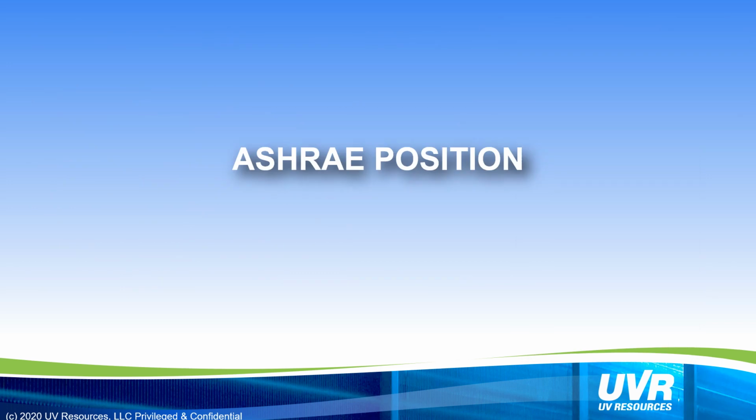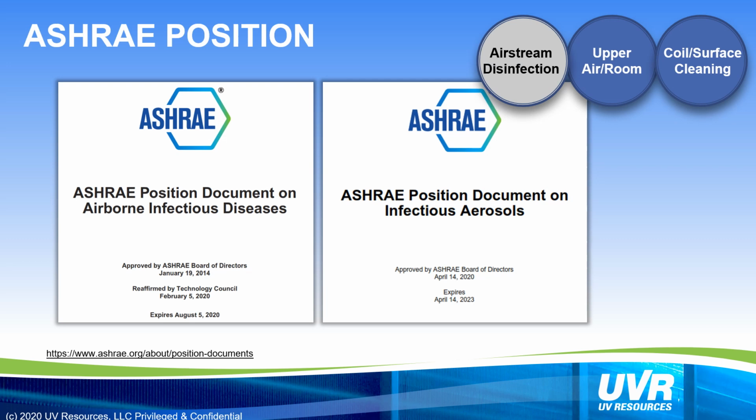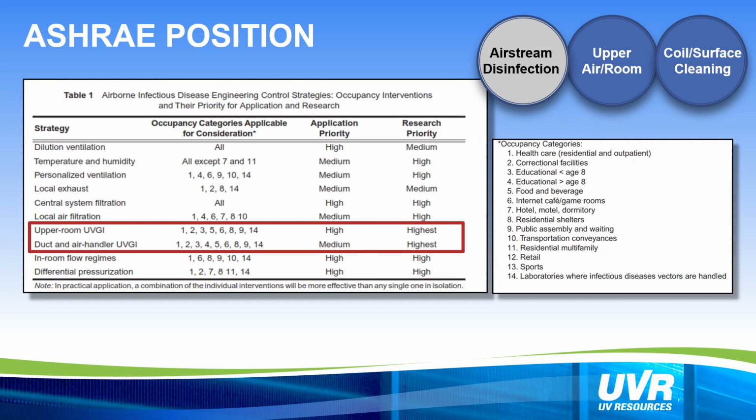As I mentioned earlier, we want to talk about the ASHRAE position documents. These are important documents to read and understand, as these are the position of the American Society of Heating, Refrigeration, and Air Conditioning Engineers. The one on the left is on airborne infectious diseases, and the other one is on infectious aerosols. In the airborne infectious disease position document, you'll see a table called Table 1 that goes through engineering control strategies for different occupancy categories that you see over here: healthcare, correctional, hotel, residential, retail, sports. These are the things that ASHRAE is recommending that you do, and those things are for everybody, for all different occupancy categories.